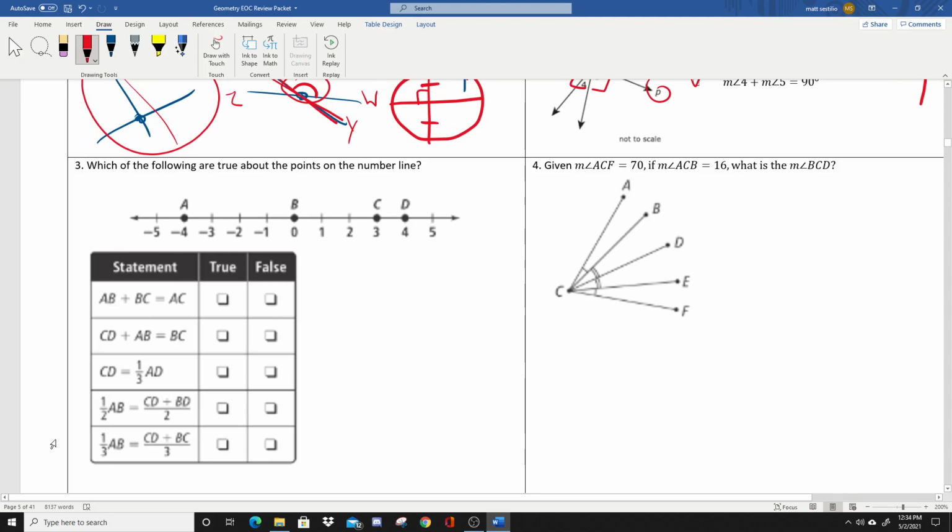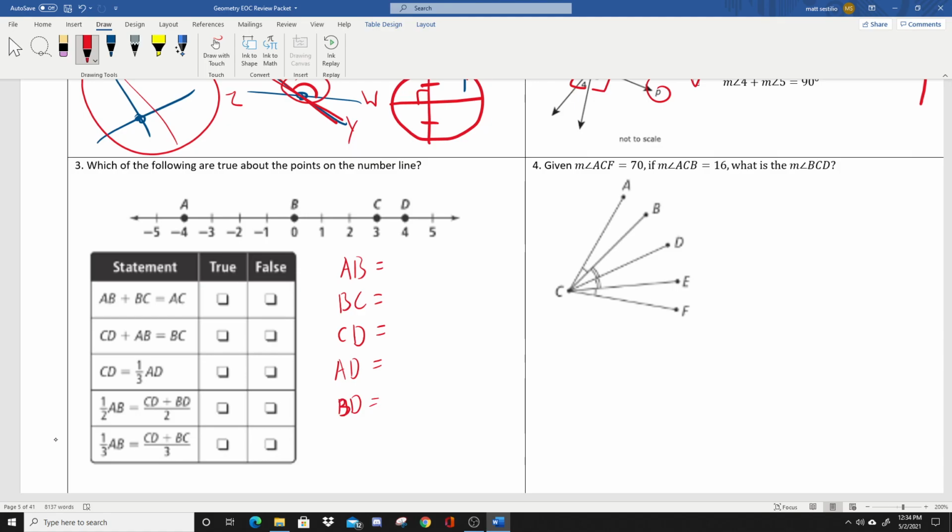Number 3, which of the following are true about the points on the number line? So we have these equations, and what I thought would be helpful is let's actually calculate each one. So what is AB equal to? What is BC equal to? What about CD? Let's see what other options we got. We see AD here. I see BD.